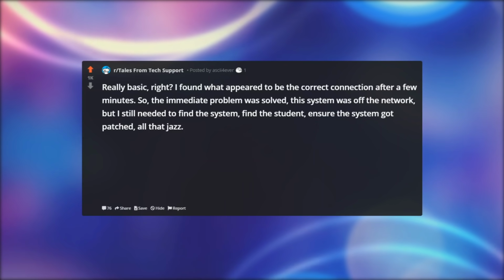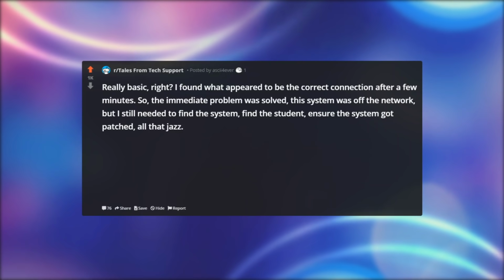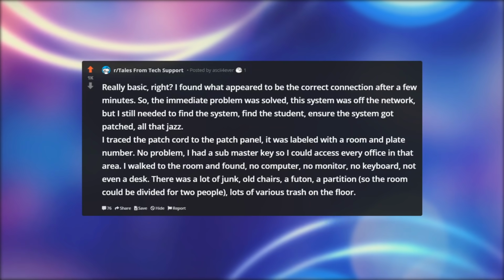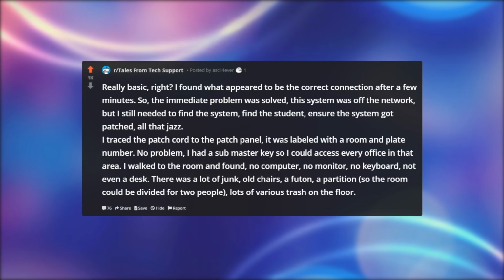This system was off the network, but I still needed to find the system, find the student, ensure the system got patched, all that jazz. I traced the patch cord to the patch panel. It was labeled with a room and plate number. No problem, I had a sub-master key so I could access every office in that area.